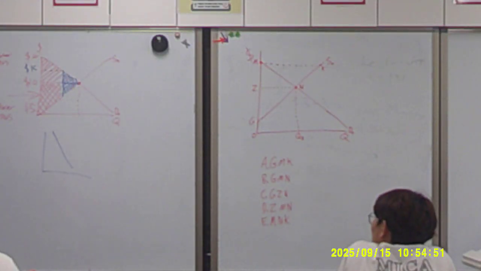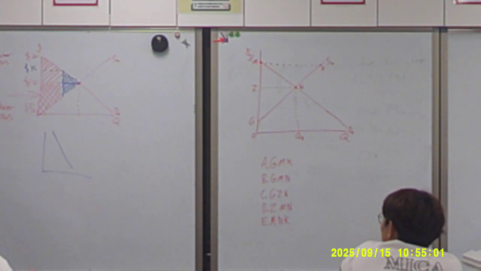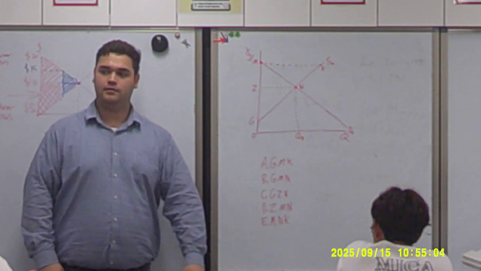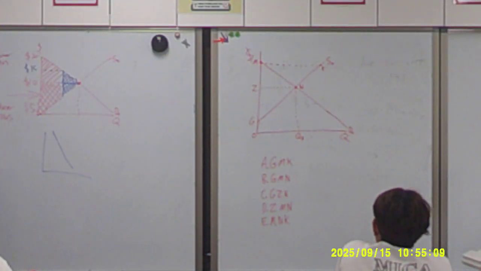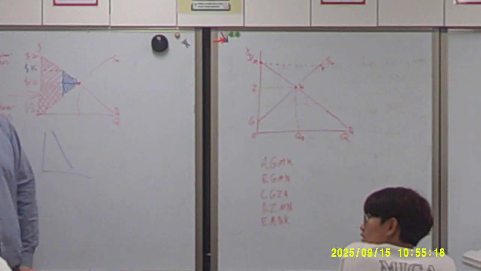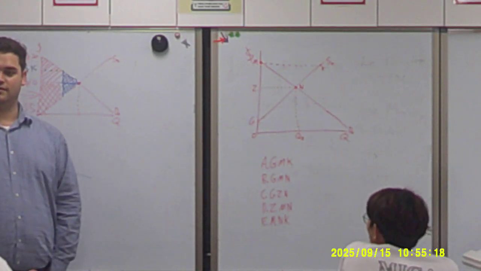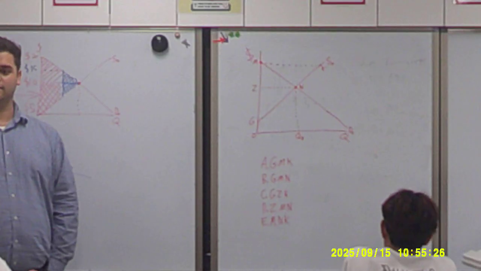What about producer surplus? Anyone else? C? All right, why? Why is that one? When you find the producer surplus, you usually subtract some supply from the price, then you get a producer surplus. So that's what that portion is called producer surplus.